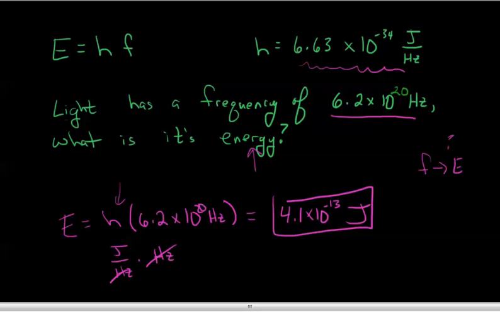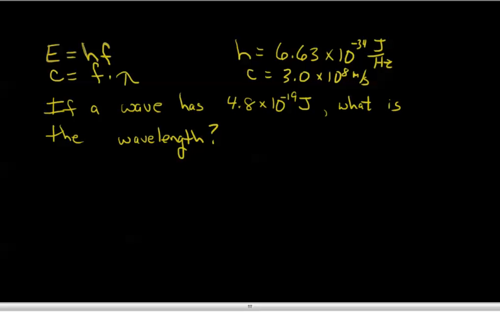Okay, well, let's go the other way. Say I know that in order to de-excite, an electron has been given too much energy and it wants to go back to ground state, and it's going to release a light wave.